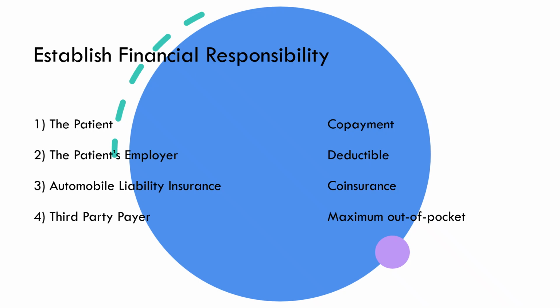Coinsurance is the percentage that the insurance company will pay for a service that is shared with the patient responsibility for an additional percentage. For example, 80-20. 80 is the percentage that the insurance will pay for a covered benefit, and 20 is the percentage that is the patient's responsibility. Maximum out-of-pocket refers to the maximum amount a patient must pay in a plan year before the insurance pays 100% for covered benefits. Maximum out-of-pocket resets each plan year or calendar year.